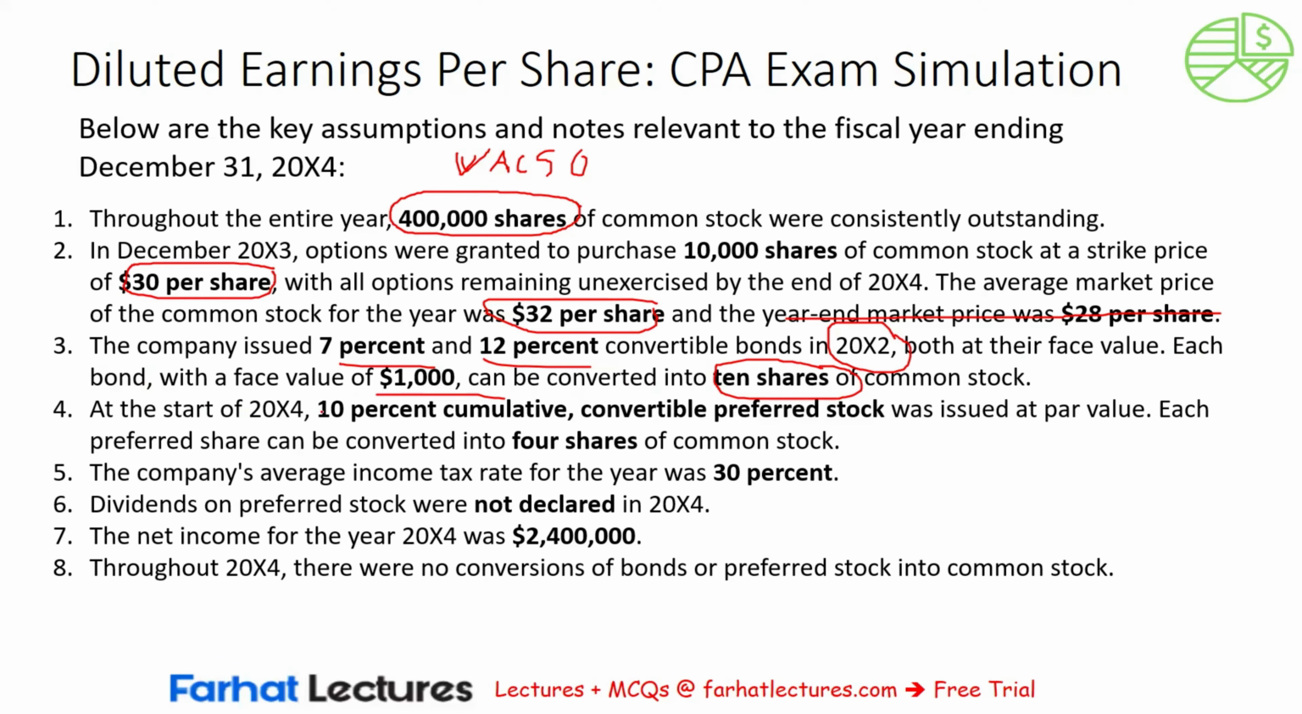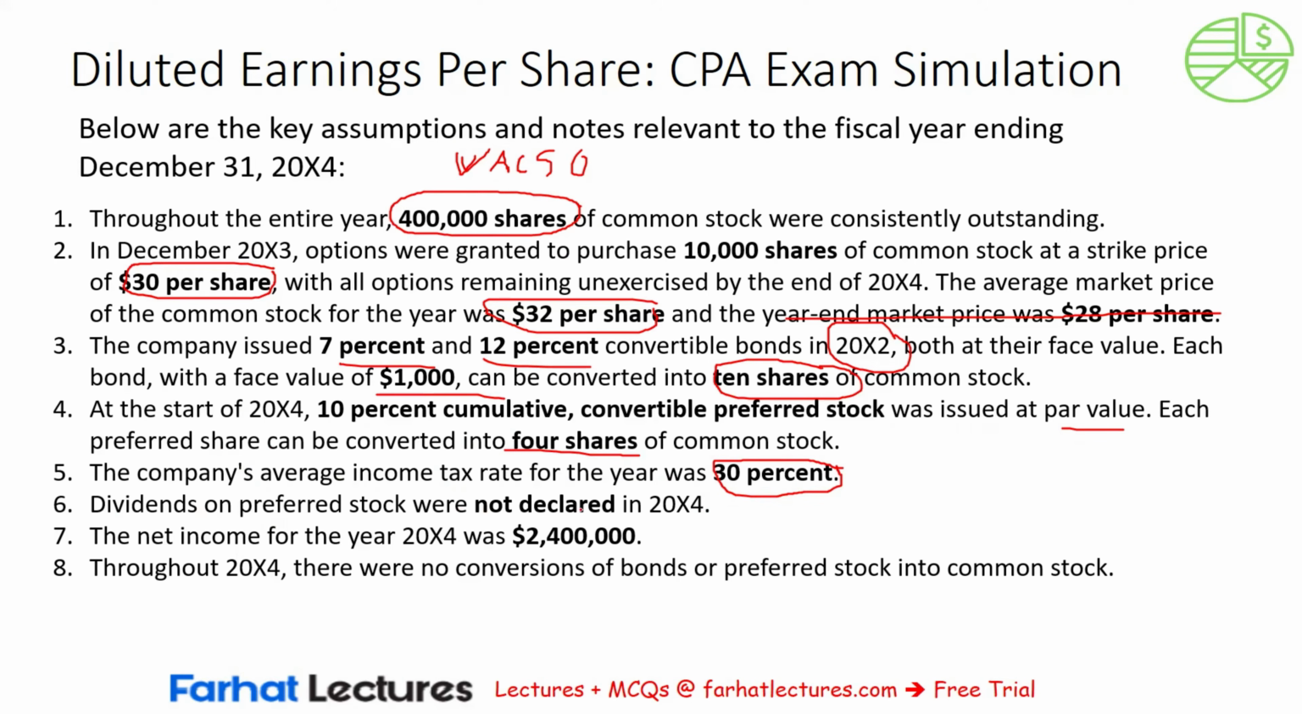At the start of 2000 X4, 10% cumulative convertible preferred stock was issued at par value. So the preferred stock was also outstanding for the whole year. Each preferred share can be converted into 4 shares of common stock. The company's average income tax rate for the year was 30%. We're going to need this information to compute the interest expense savings, which is going to be net of tax.